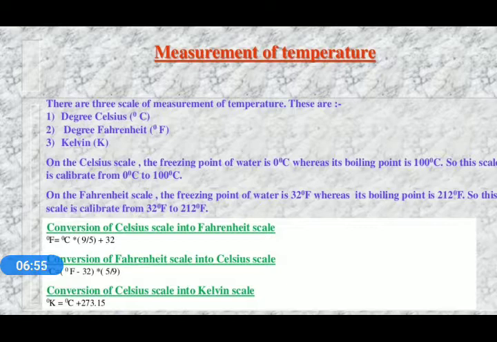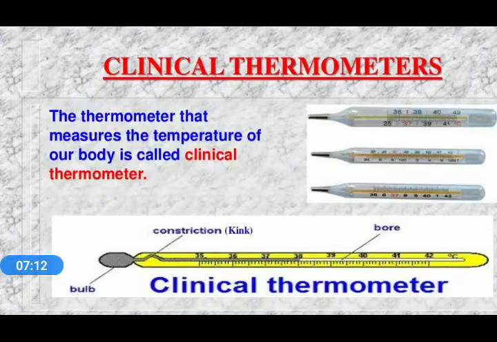On the Fahrenheit scale, the freezing point of water is 32 degrees Fahrenheit, whereas its boiling point is 212 degrees Fahrenheit. So this scale is calibrated from 32 degrees Fahrenheit to 212 degrees Fahrenheit. Now, in our syllabus, or in this chapter, there are two types of thermometers. The very first is the clinical thermometer and the second is the laboratory thermometer.